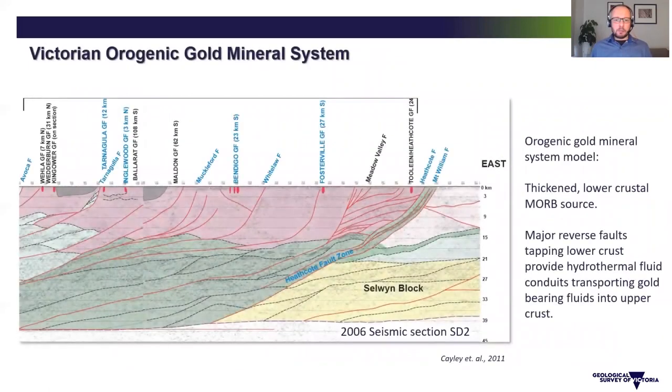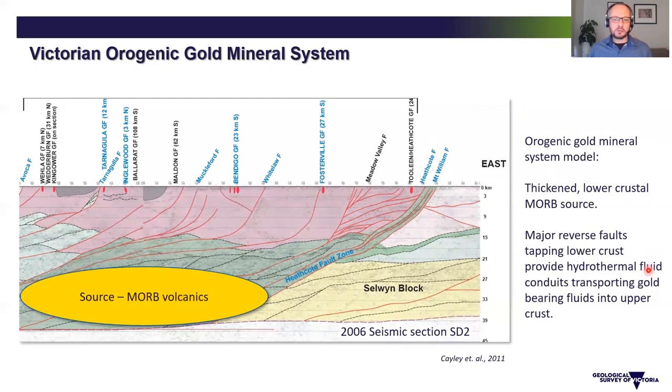So looking at the Murray Basin, just before we do that, a quick review of what you've heard already today. Orogenic gold systems in Victoria. We've got our source down in the lower crust, the thickened MORB volcanics. And then we have fluid pathways, the faults, the deep tapping faults that are conduits for the hydrothermal fluids that then provide and produce the mineralisation near the surface.